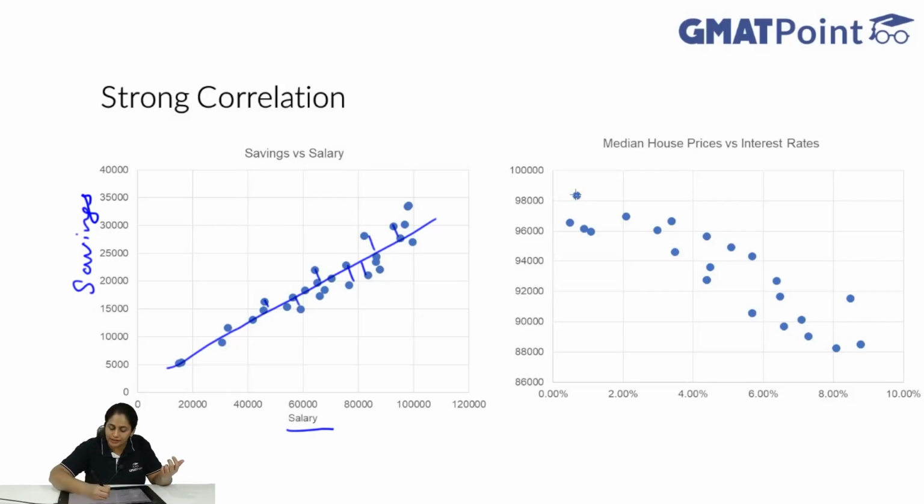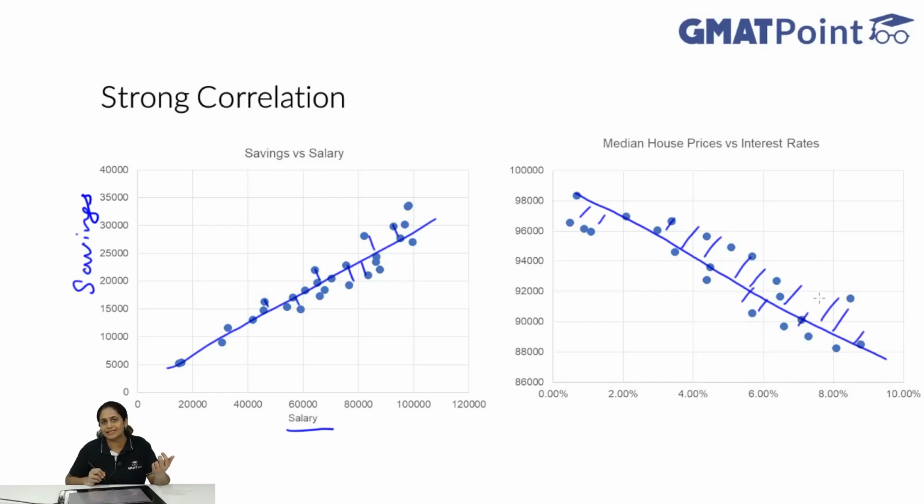Similarly, over here we see a negative correlation, which is also a strong correlation. Why is this a strong correlation? We see that if I draw a line like this, most of the points are distributed along this line. They are not too far from the line. Because they are not too far from the line, I can roughly approximate how median house prices change with interest rate. As interest rates increase, generally the median house prices go down.